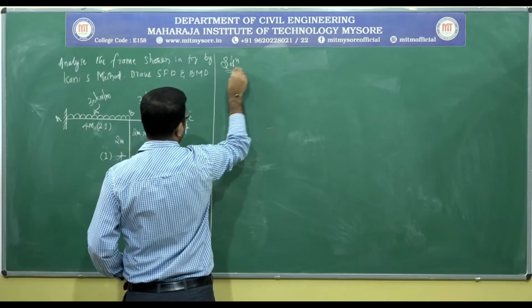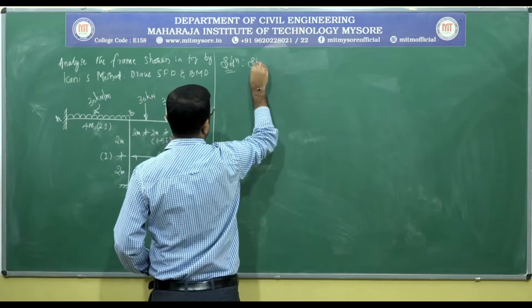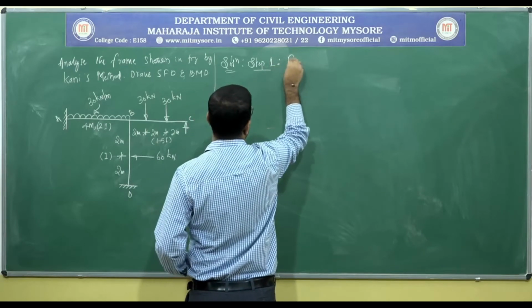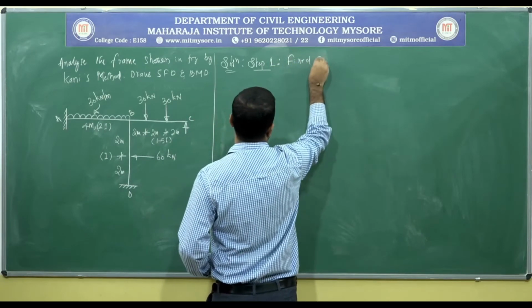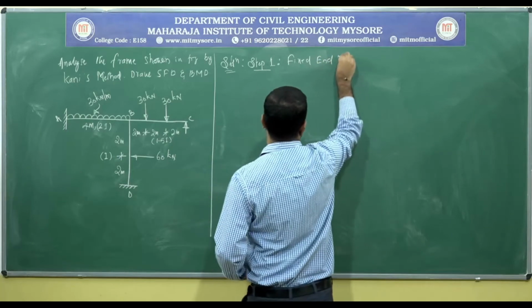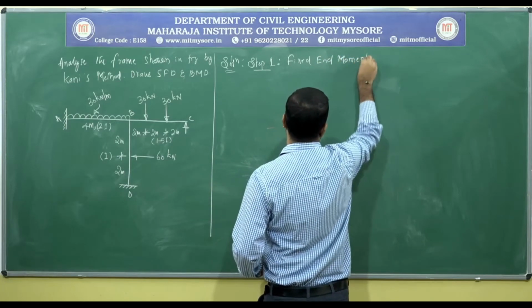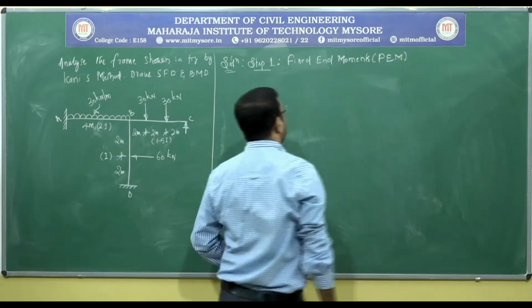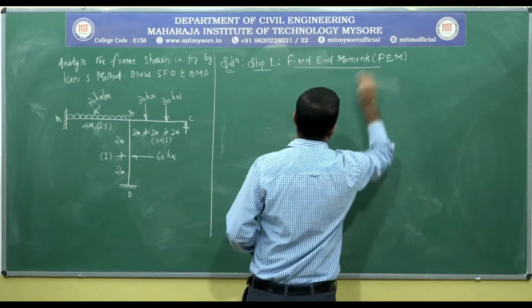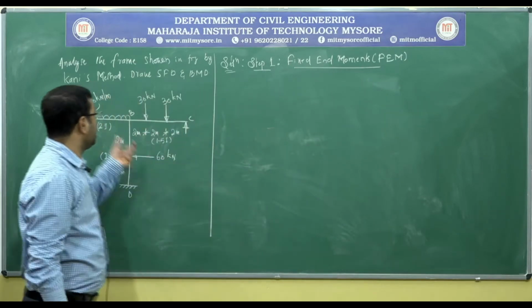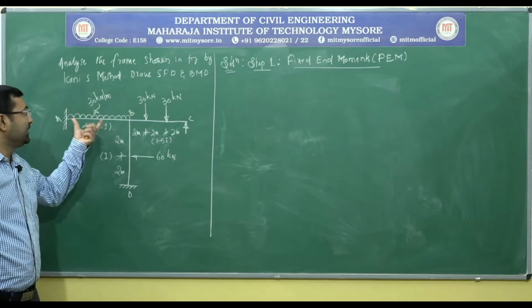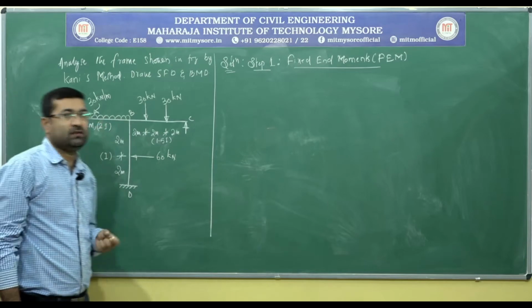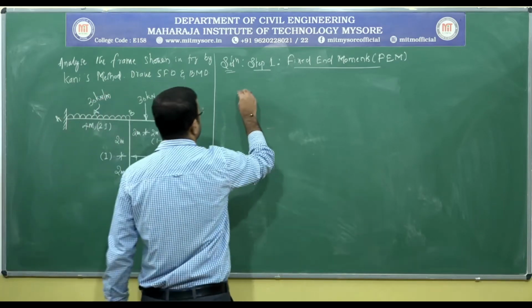Solution. Step 1, that is the calculation of fixed end moments. Usually we call it FEM also. Now you can see for the first span, that is span AB, we have a UDL and we all know how to deal with UDLs.